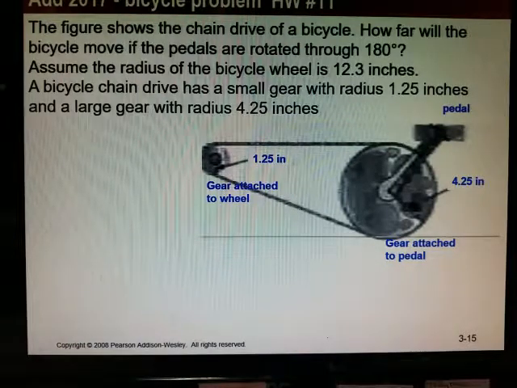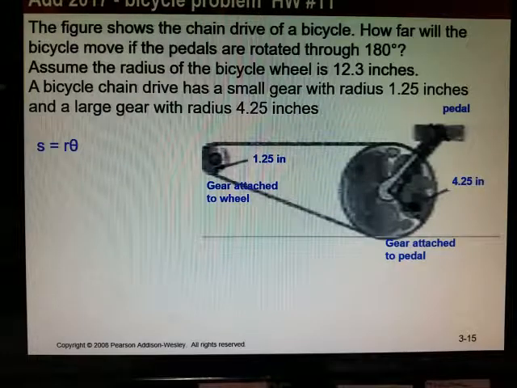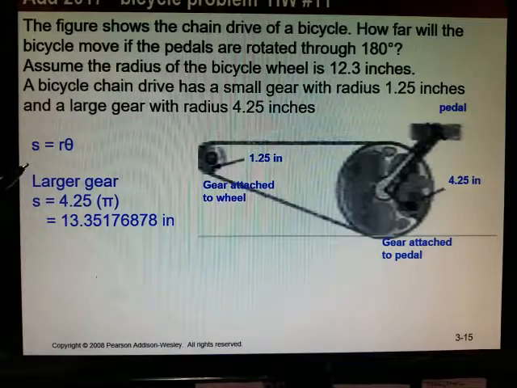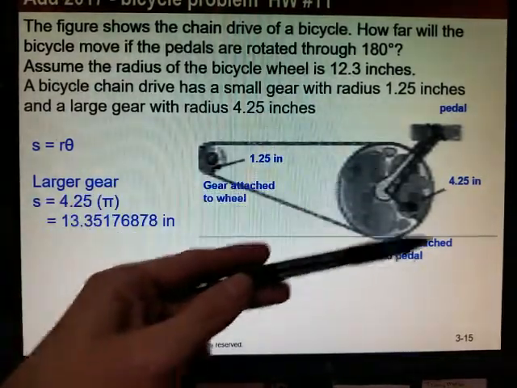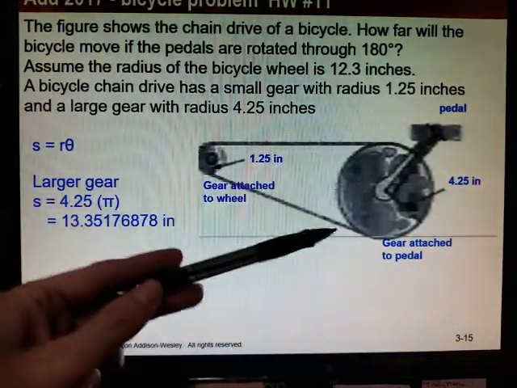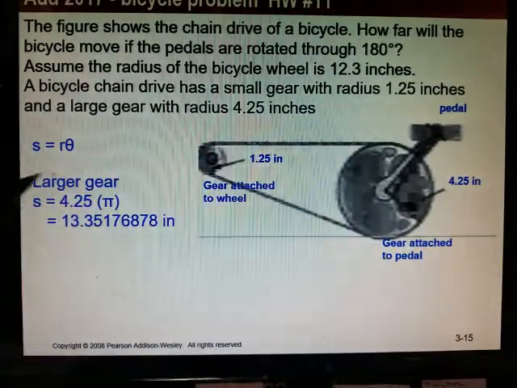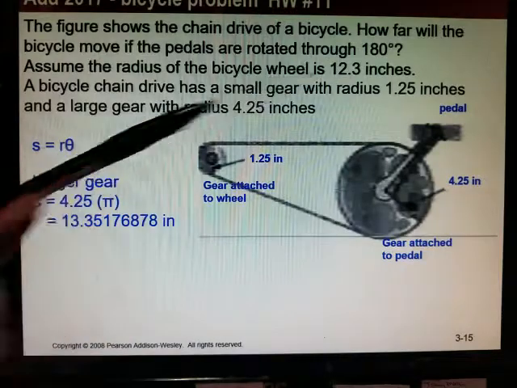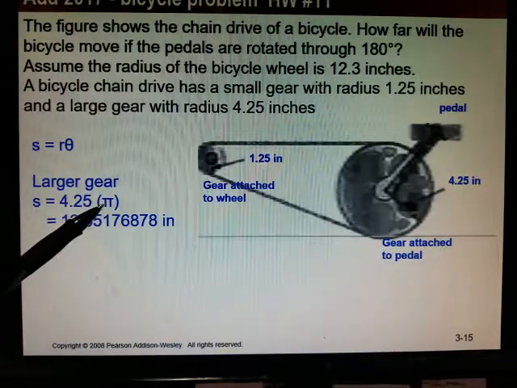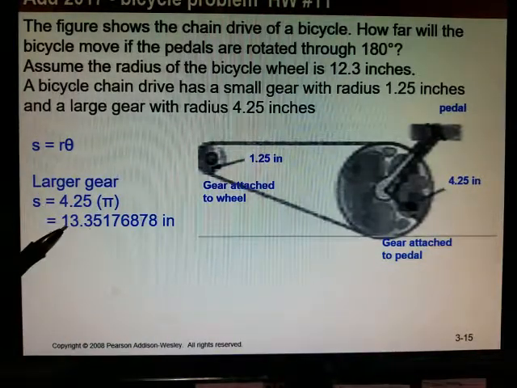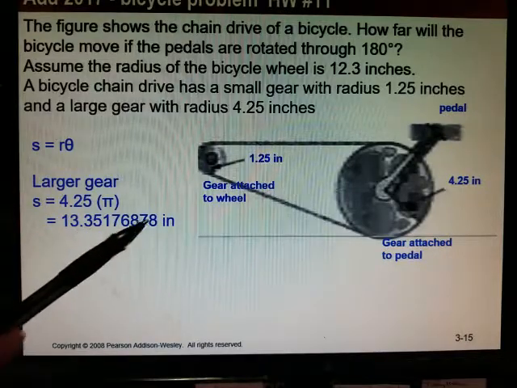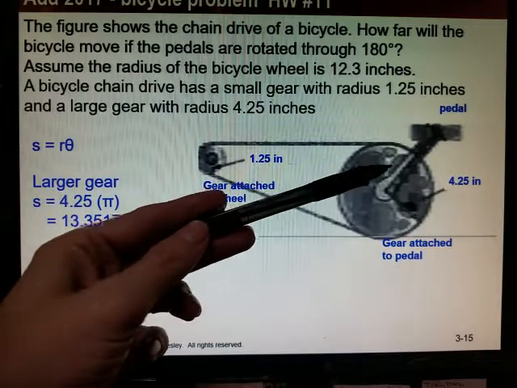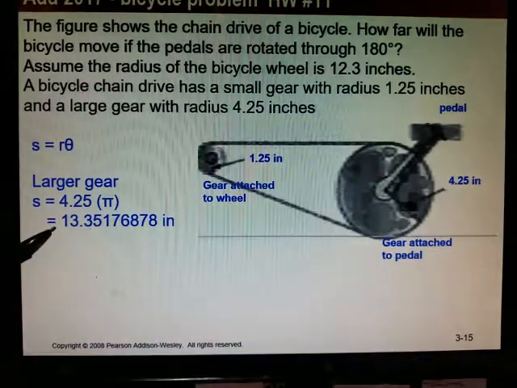Alrighty, so here we go. We're going to start off with the arc length is the radius times the theta. So the larger gear moves. This is the larger gear because the pedal is what's moving 180 degrees. So it's moved 4.25 times pi, because 180 degrees is the same thing as pi radians. So it's moved a total distance of 13 point, all these decimals, inches. That's the distance that this chain has moved when that large pedal moves 180 degrees.